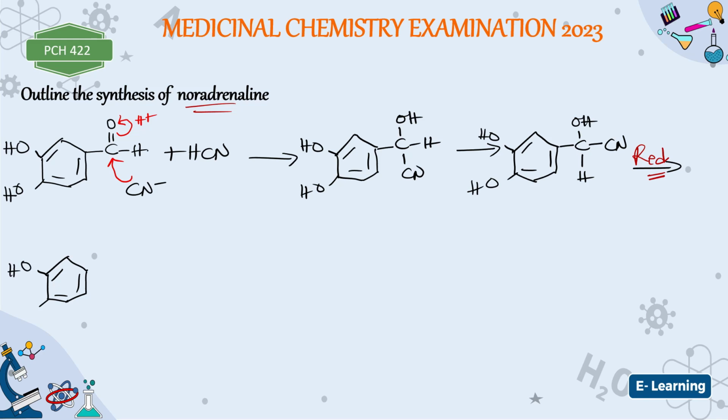So this one will be reduced to amine, which will give us something like this. Here will be C, OH. Here will be our CH, normal CH. And then here will be CH2. Here will be what? NH2. So this is the structure of noradrenaline.